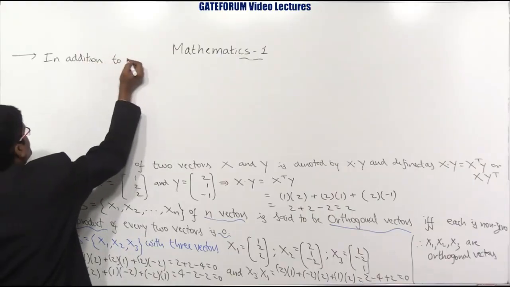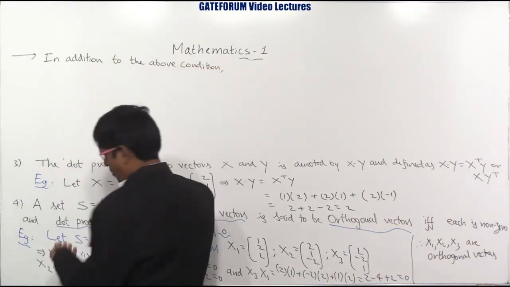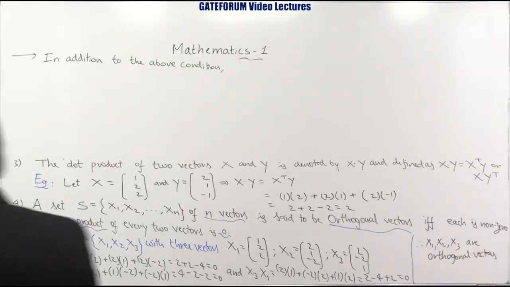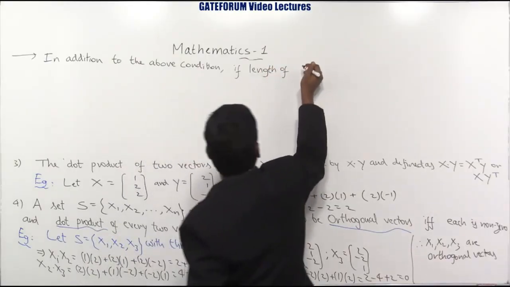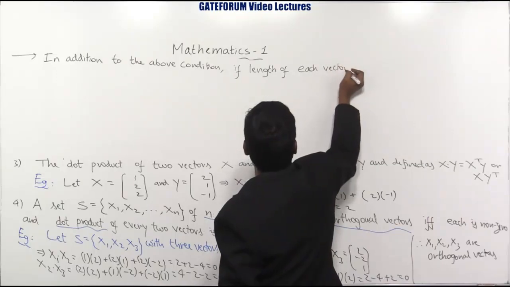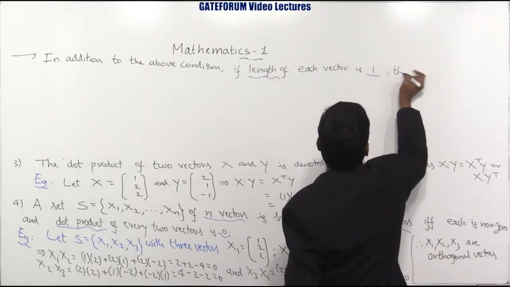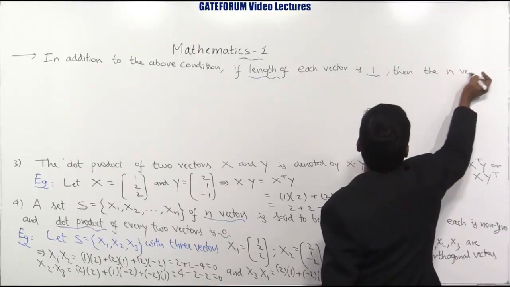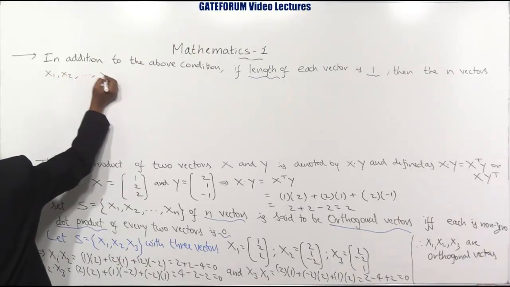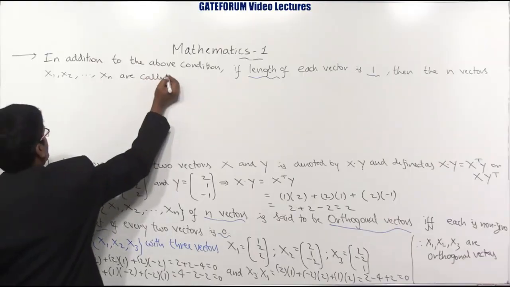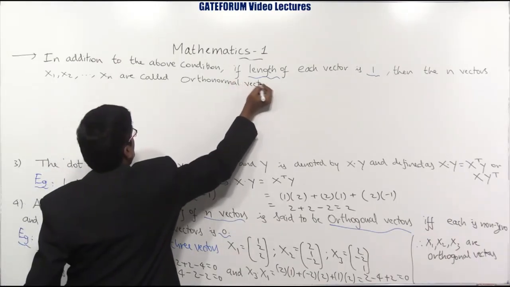In addition to the above condition, if the length of each vector is 1, then the n vectors x1, x2, and so on up to xn are called orthonormal vectors.